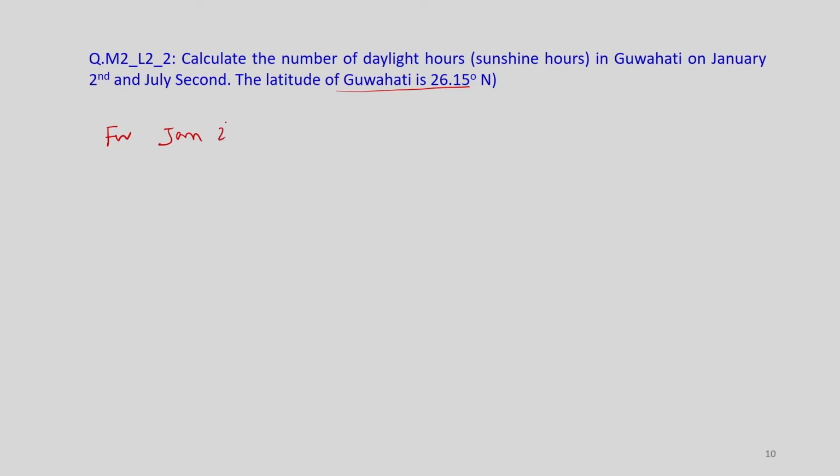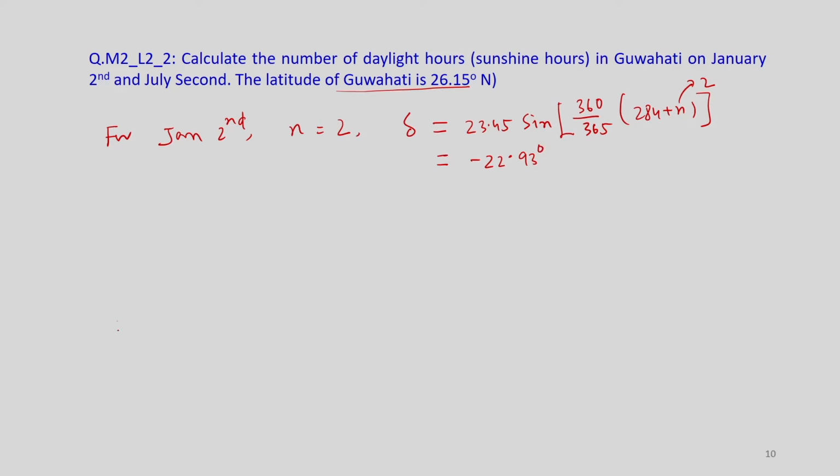So, if our problem statement is something like this, then we can solve, say, for January 2nd, what will be the value of n? N will be 2, okay? And accordingly we can calculate what is delta, because already we know the expression for delta is 23.45 sine of 360 by 365 times (284 plus n), okay? So, if we substitute the value of n as 2, then we can have delta value which is equal to minus 22.93 degree, okay?